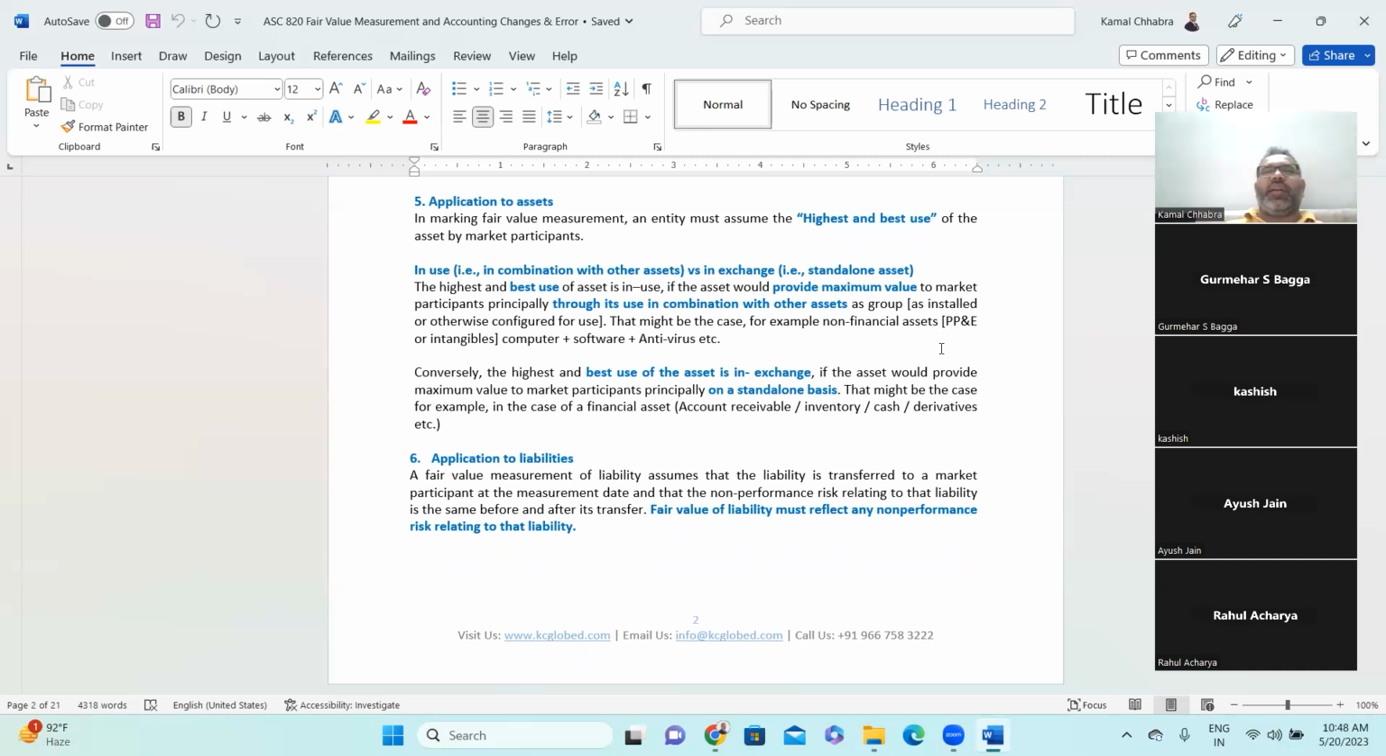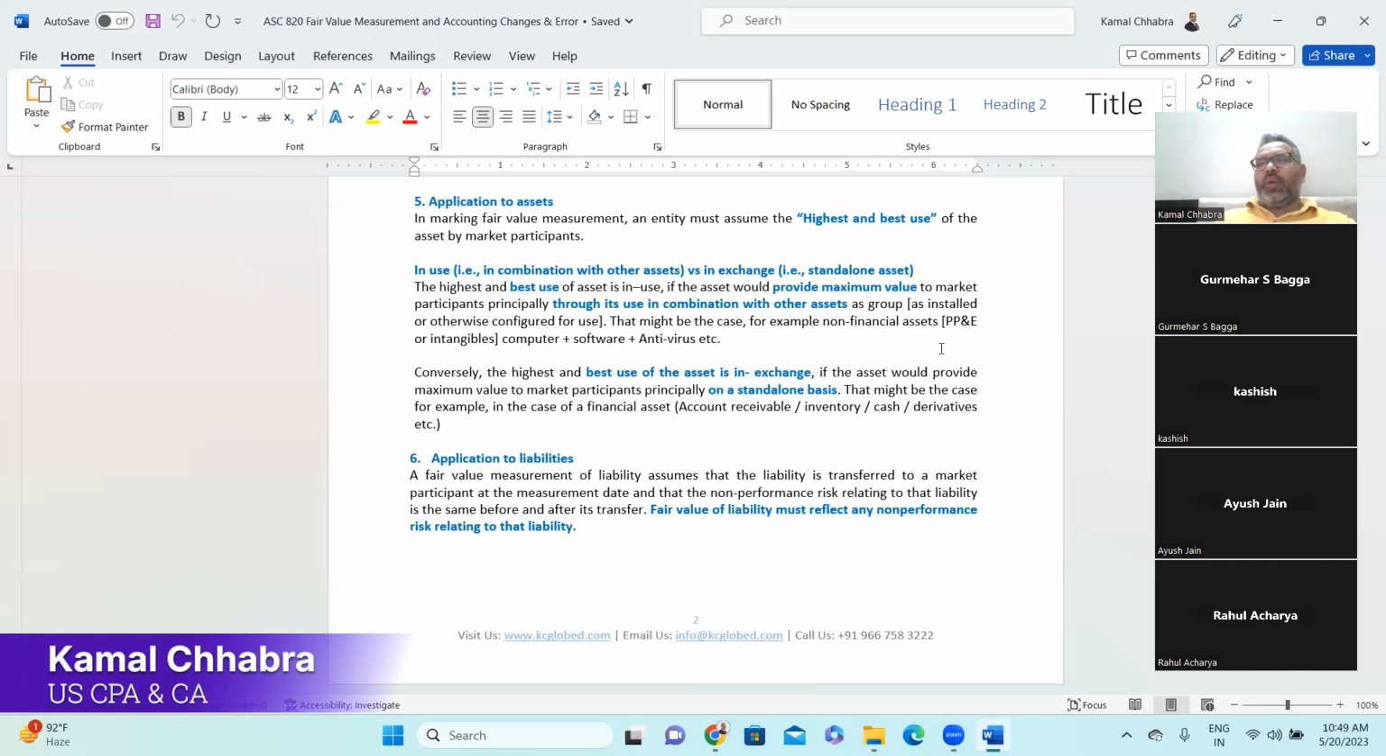So you need to look at both ways the asset is being considered. Whether the asset is being used along with other assets, then it will be considered as in use or in combination with other assets. When the asset can independently be used, it is called a standalone asset. For example, if you have purchased a laptop, alongside the laptop you have purchased Windows as well. So can you use Windows without the laptop?